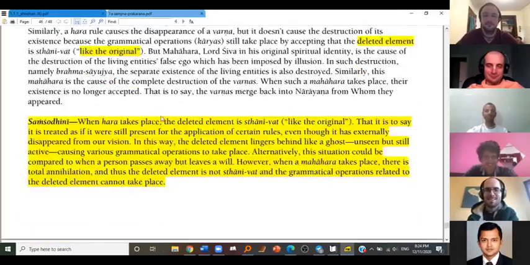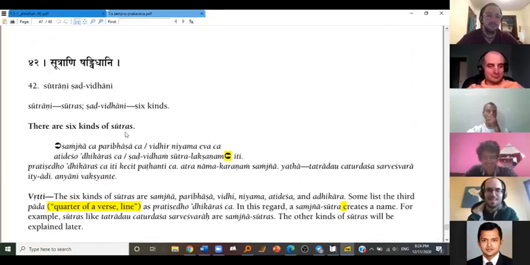I see. Then we have sūtraṇi, ṣaḍ-vidhāni. Because Harinamamrit Vyakaran is full of sutras, it's made up of sutras, and the sutras are of 6 types or 6 kinds.